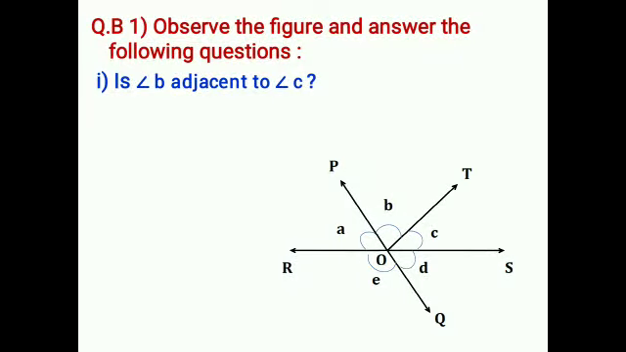Let's solve question number B. First one. Observe the figure and answer the following questions. First one, is angle B adjacent to angle C? So see here in this diagram, this one is angle B and this one is the angle C.